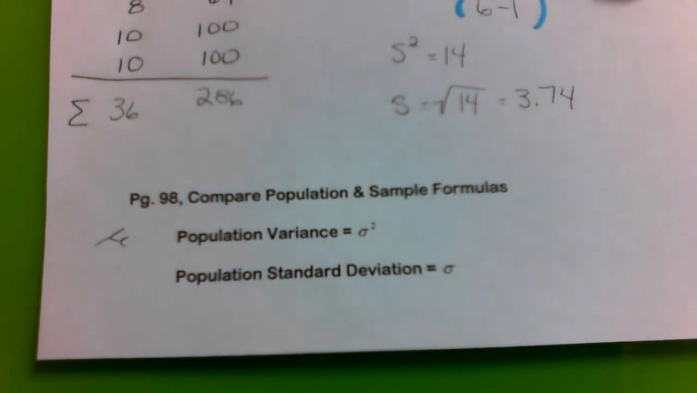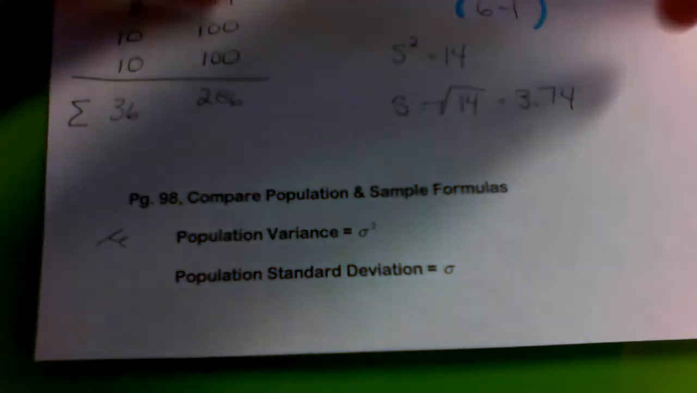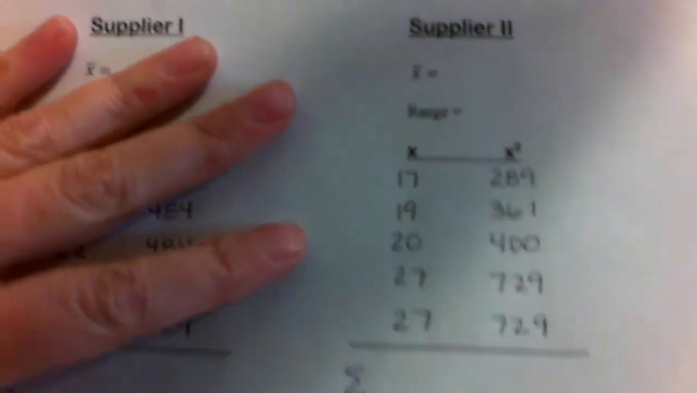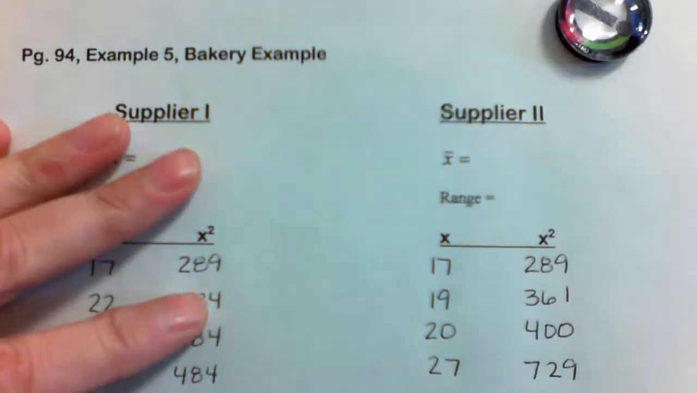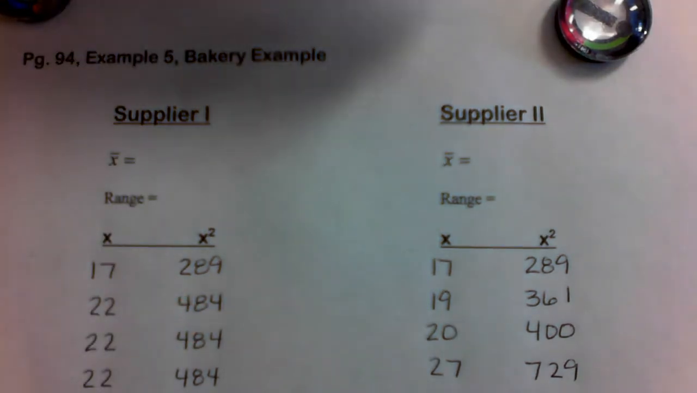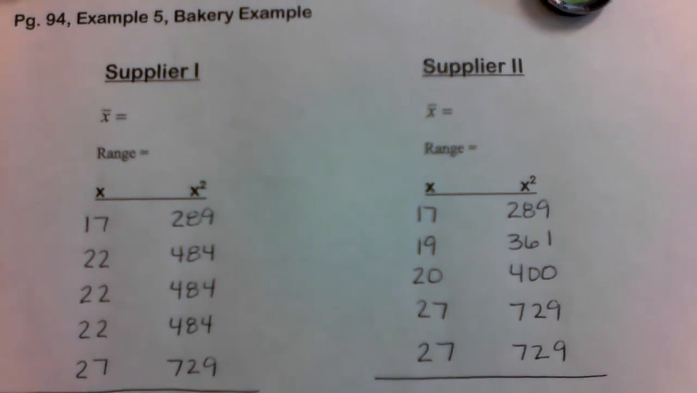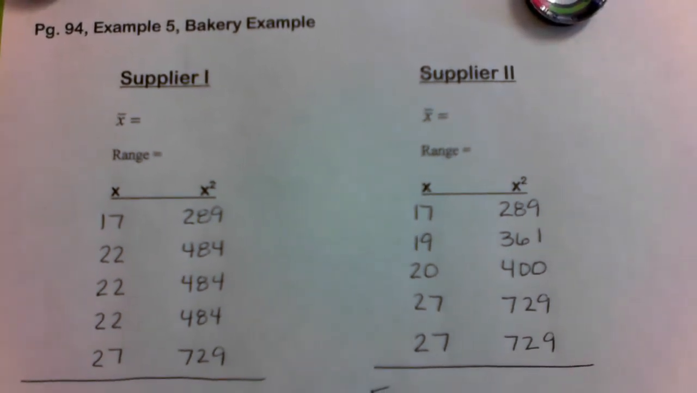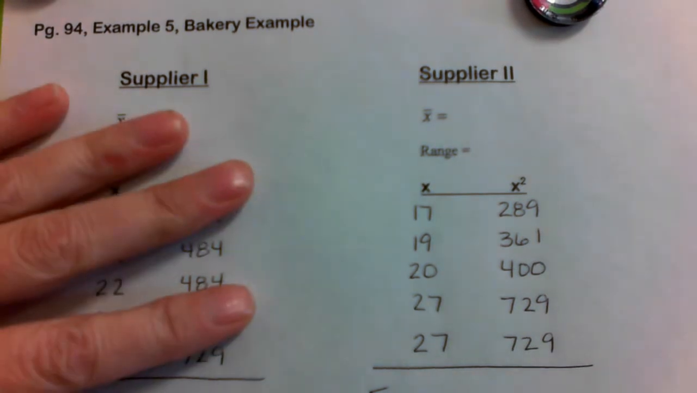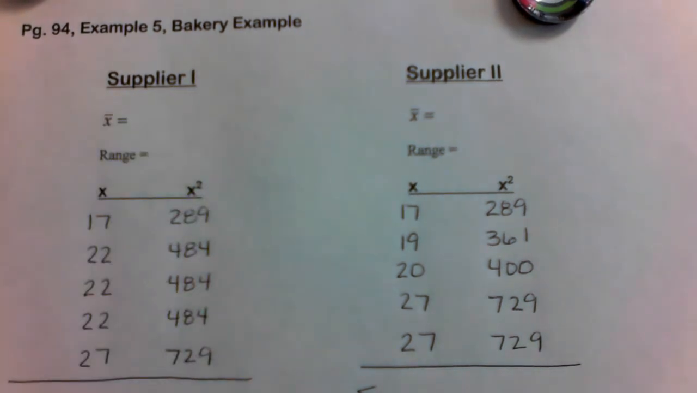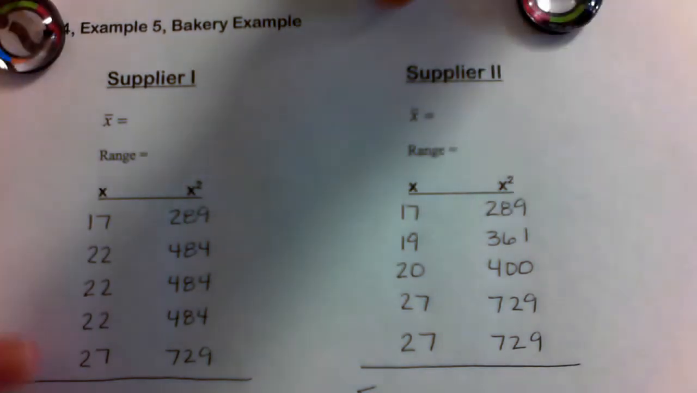Now, we're going to do another example where you can do a comparison. This comes from page 94 in your book, and what you have is a bakery that is comparing suppliers that they get blueberries from. So they have supplier 1 and supplier 2. What they want to do is compare the two to see if maybe I should only be using one supplier. All right, so that's what we've got here.